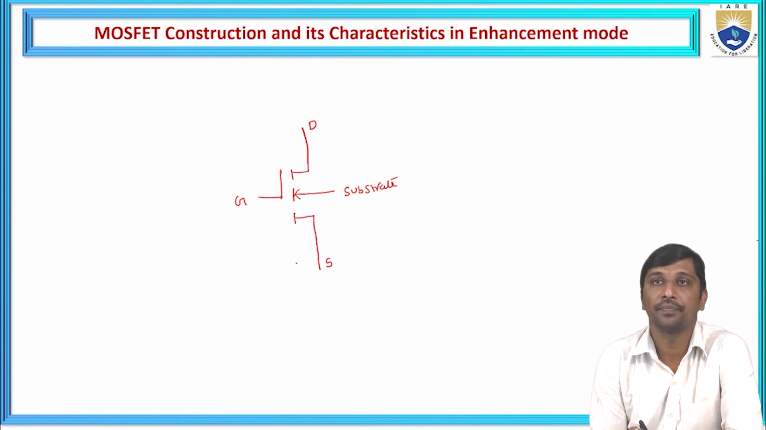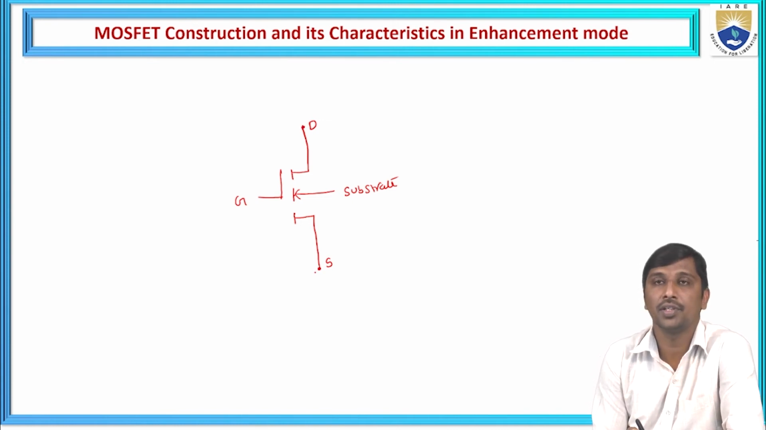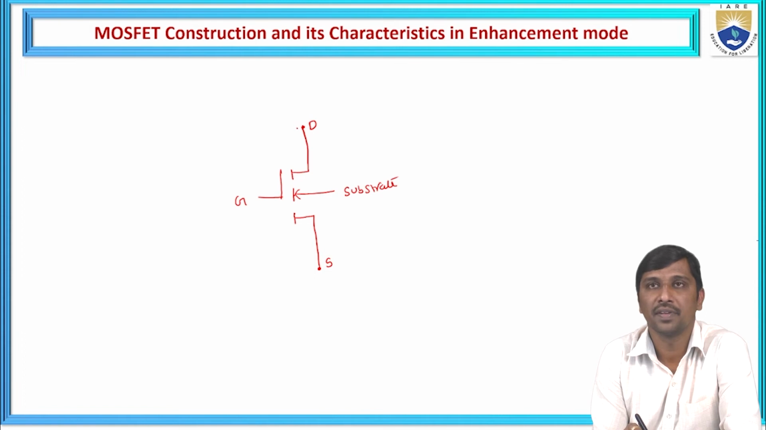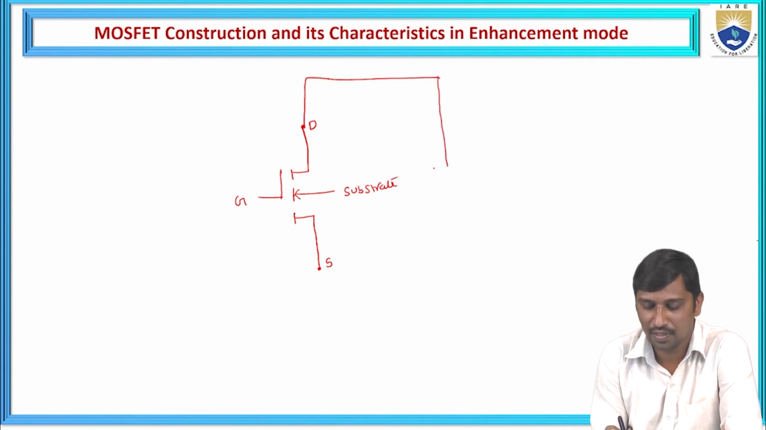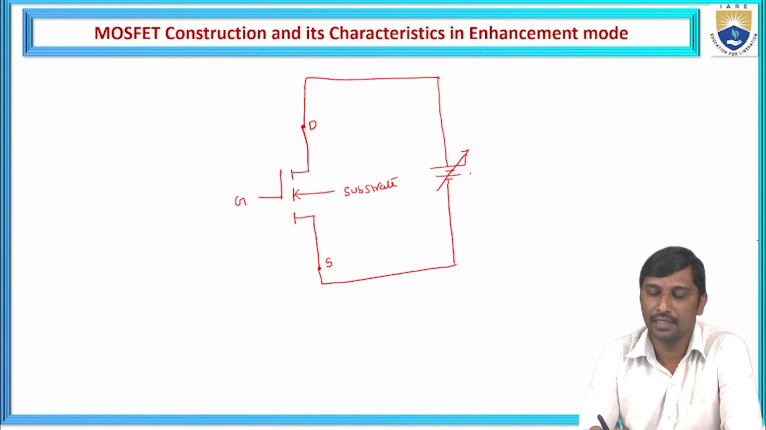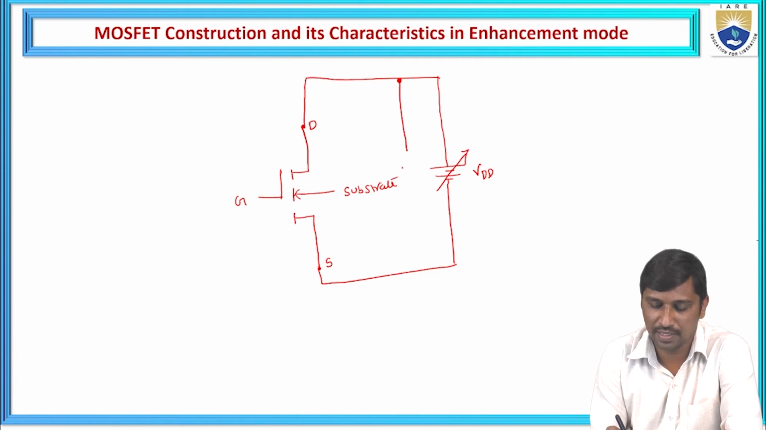Now, to identify the behavior or the characteristics of this transistor, we require two biasing voltages. One biasing voltage is between drain and source. Based on the type of the MOSFET, the drain is biased with the positive pole of the battery with respect to the source, and the source is biased with the negative. This biasing voltage is represented as VDD, and the potential difference between drain and source is represented as VDS.